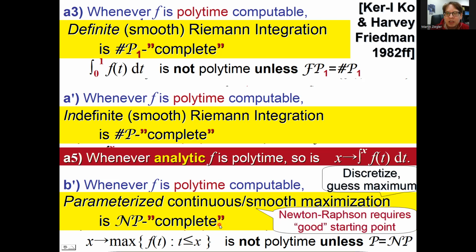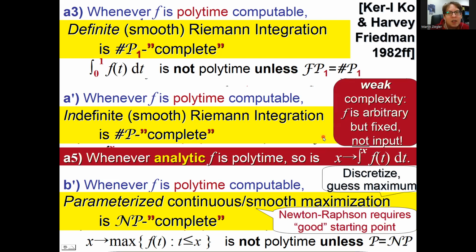And as I said, Newton-Raphson, which is very good for maximization, requires a good starting point. And where do you get this good starting point? Well, you can guess one, and that's exactly what NP is about, guessing good starting points. That's where the guessing re-emerges in the NP setting.